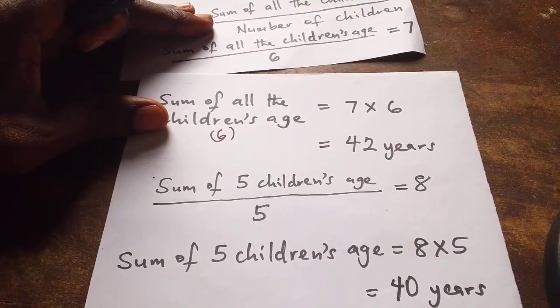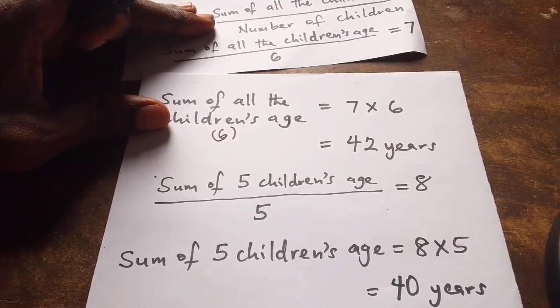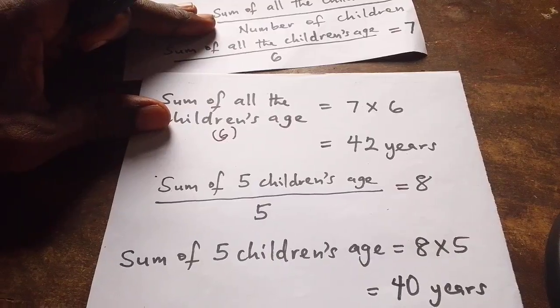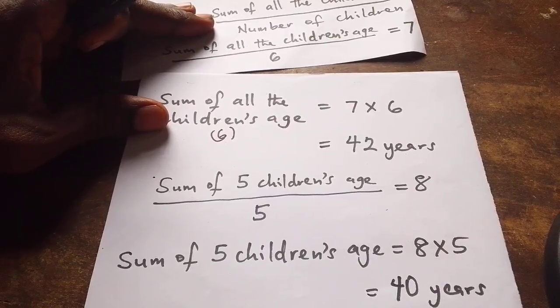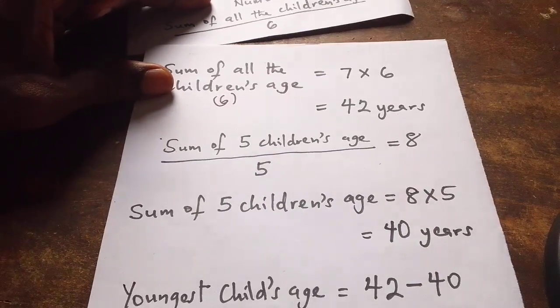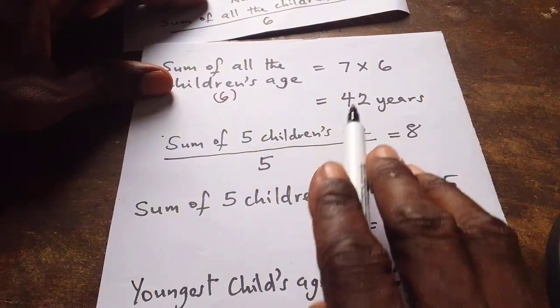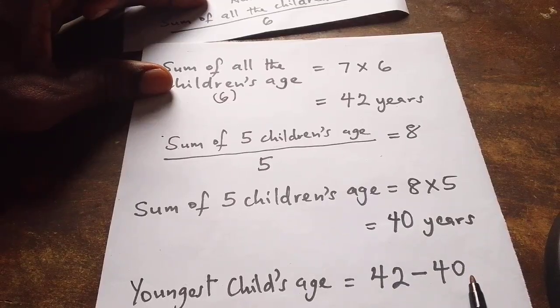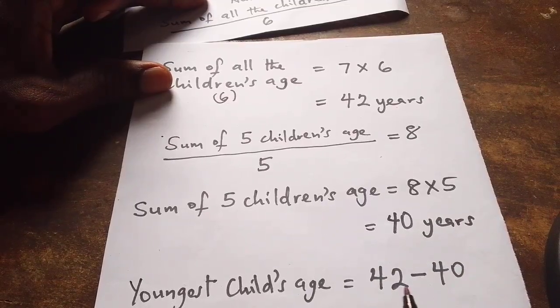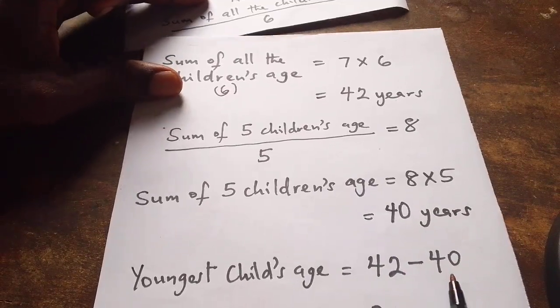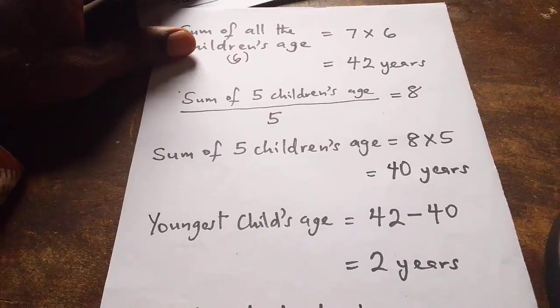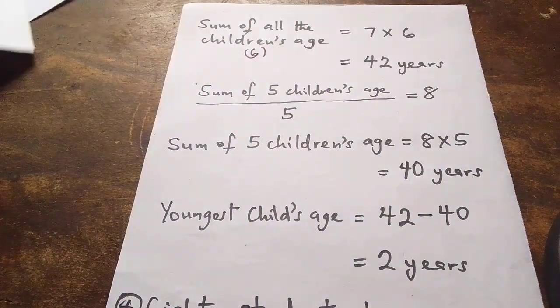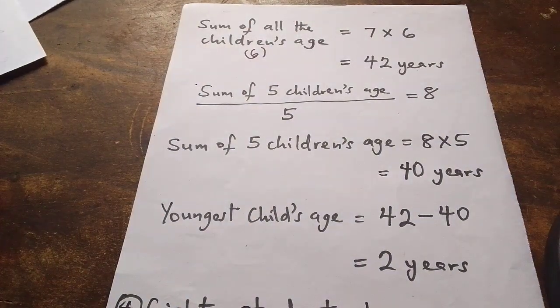So that means the remaining will be the age of the child that was removed. So the youngest child's age will be the 42, the sum of the 6 children, minus the 40 years, the sum of the 5 children. So 42 minus 40 will give us 2 years. Now let's look at another example.